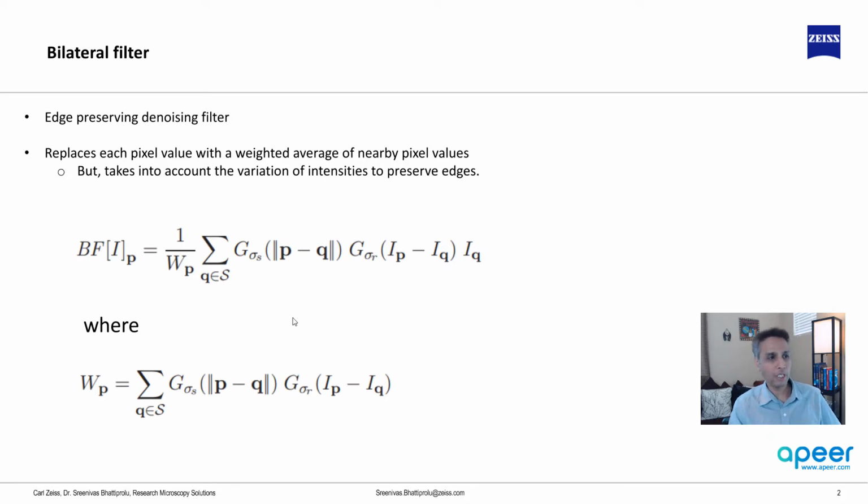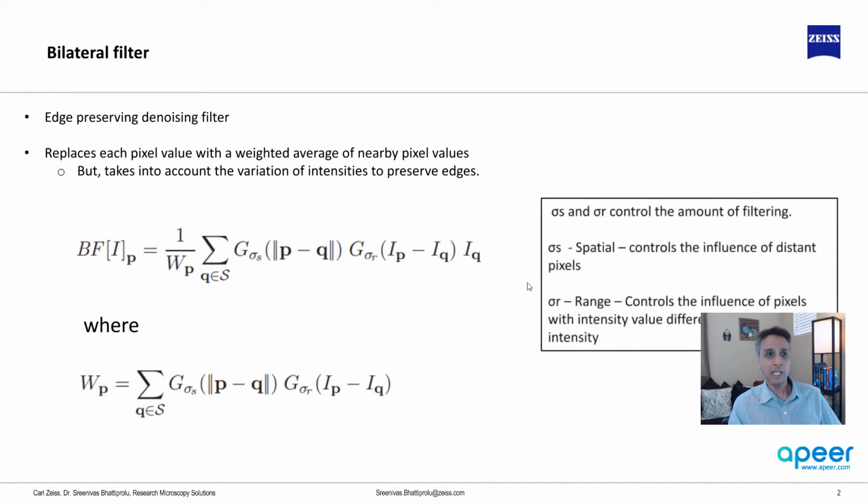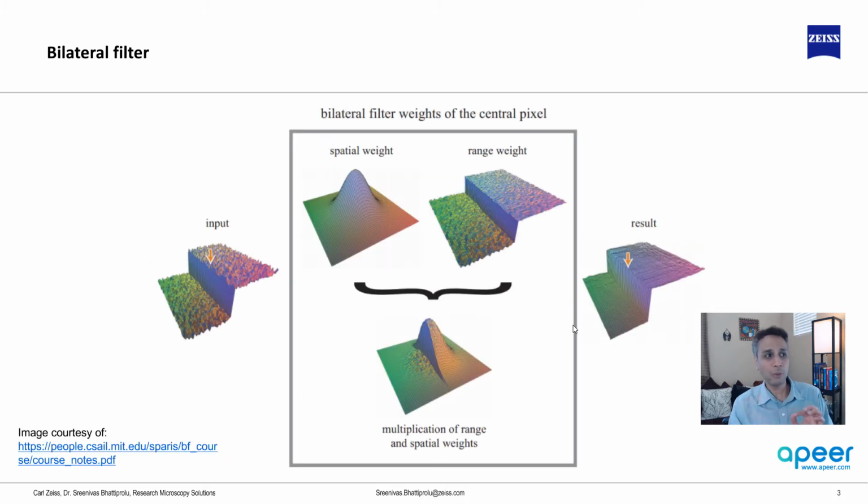Why am I showing the equation? Because look at these two parameters, sigma S and sigma R. Sigma S and sigma R control the amount of filtering, just like any other sigma in other filters, right? S stands for spatial. It controls the influence of farther away pixels. How do they influence in applying a filter at a given pixel? And sigma R is a range. It controls the influence of pixels with values that are different from the pixel intensity. Again, this can be a bit confusing, sigma S and sigma R, but visually, let me show you.